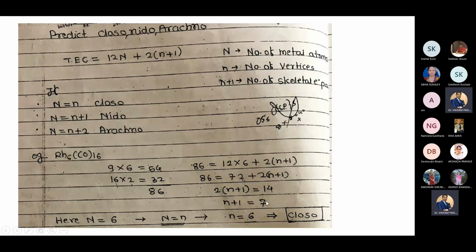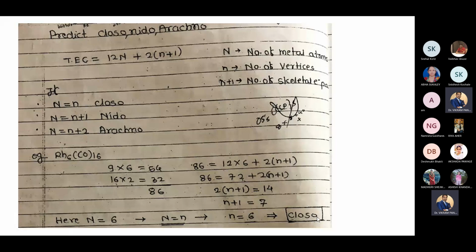Okay, what is your value? n plus 1 is 7. And what we want is n equal to 6. So what you got is n plus 1 is equal to 7, that means small n is equal to 6. Your capital N is equal to 6. So n is equal to N. That's why the first relation is correct. N is equal to n, that means it is a Closo type of compound.